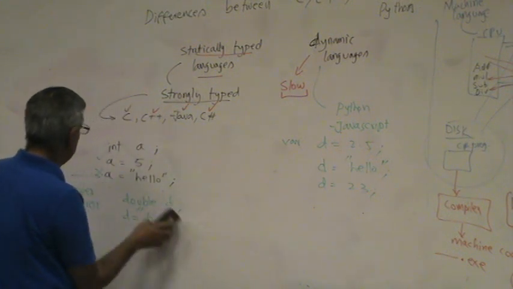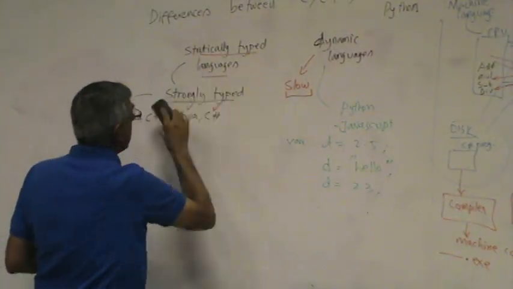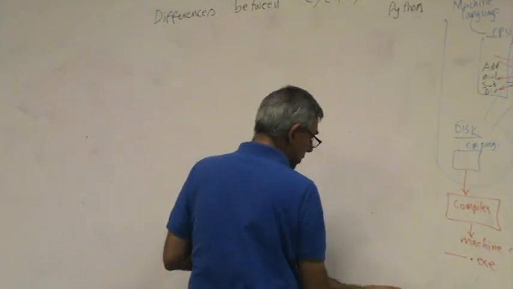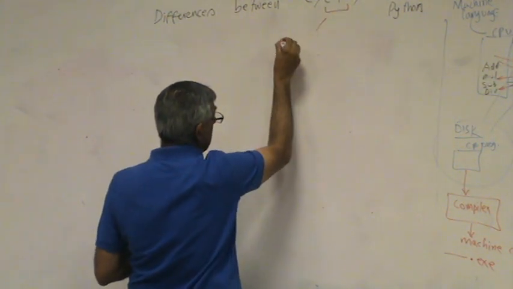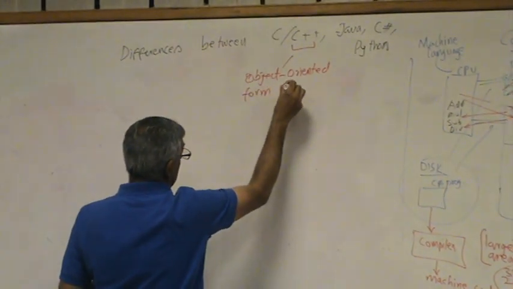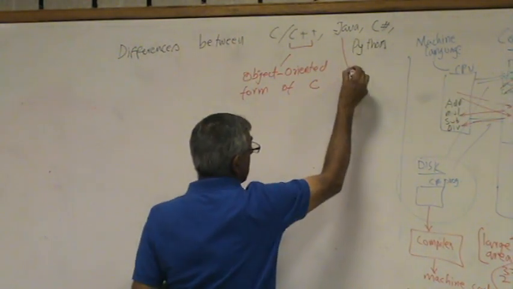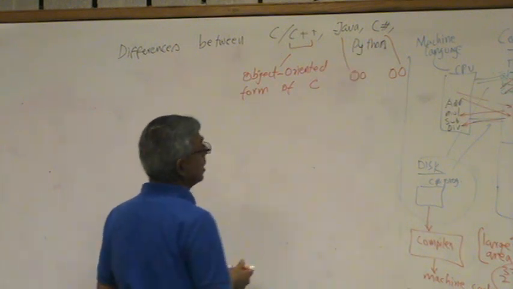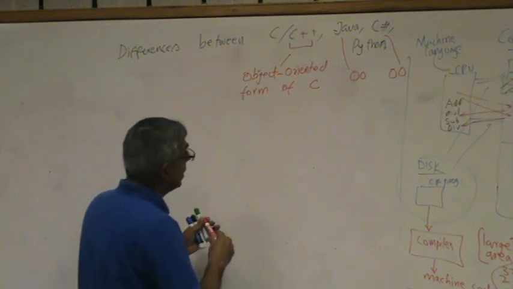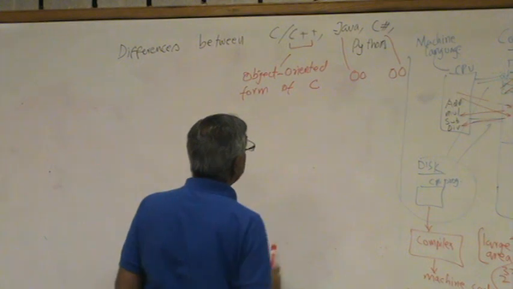So now let me slightly clarify the difference over here. C++ is basically an object-oriented form of the C language. Java is object-oriented, C# is object-oriented, Python is object-oriented, meaning we can create classes and inherit one class from another. So all these concepts of inheritance and polymorphism are available in all these languages.